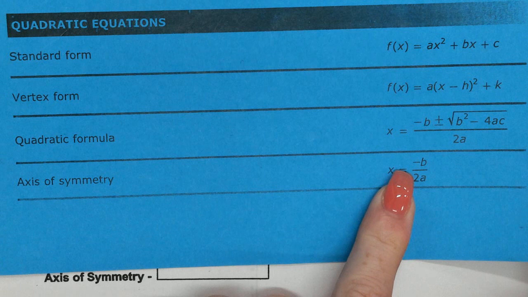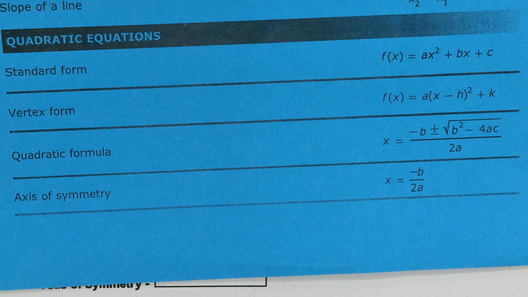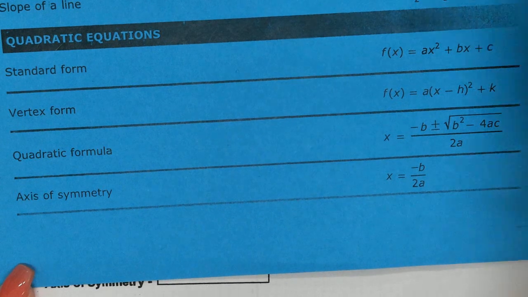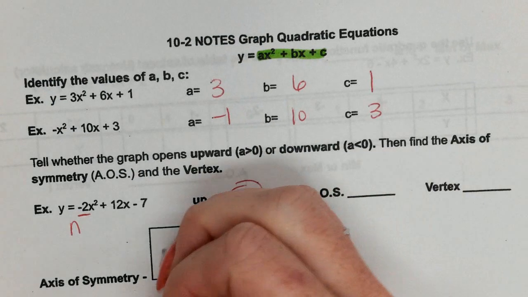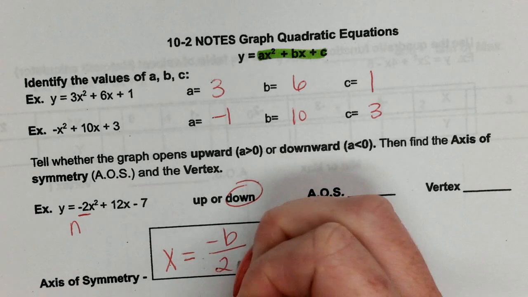Now, for my people who weren't here, the axis of symmetry is basically where you would fold the paper to make the parabola the same on the left as on the right. Okay? All right, so let's write that formula down. x equals -b over 2a.